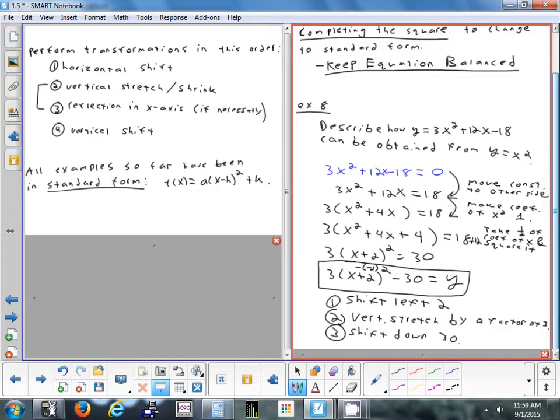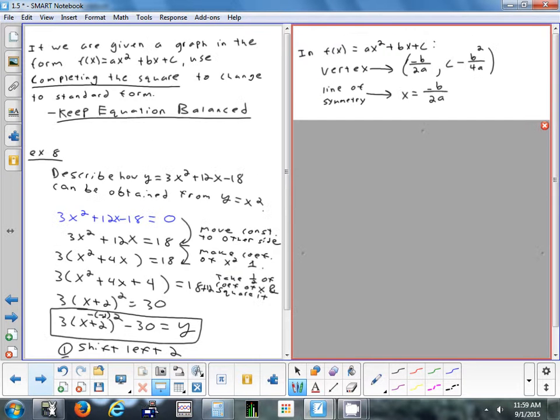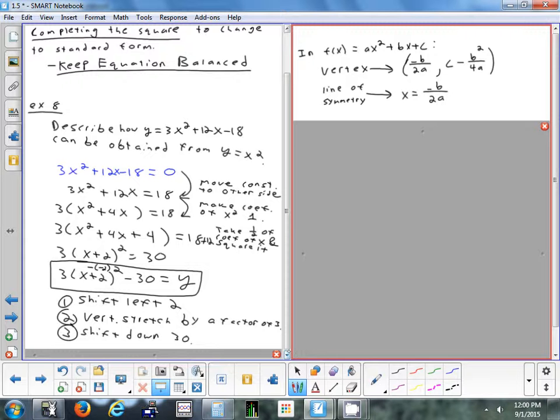Or if they just ask you for the vertex, okay, if that's all they want to know, they don't want to know the transformations, you can actually use this shortcut to find the vertex. If they want to know all the transformations, you got to go through completing the square. But if all they want is the vertex, this is kind of a shortcut formula you could use. I usually don't use it, but you could. A, B, and C, just fill them into those formulas.